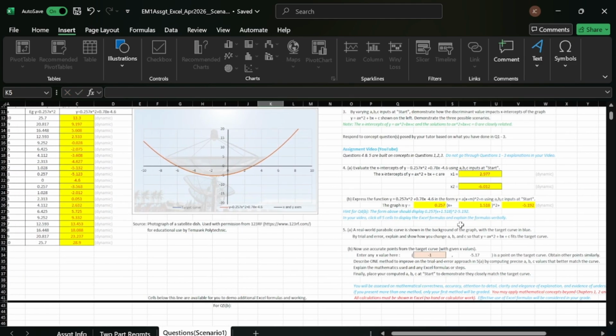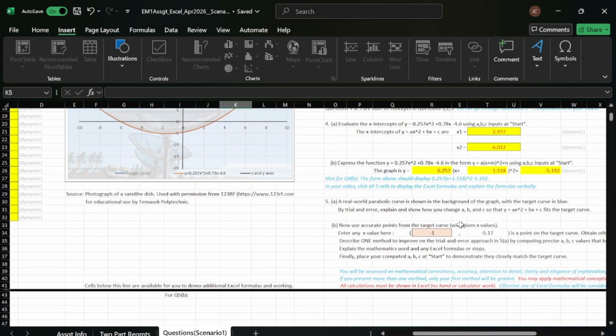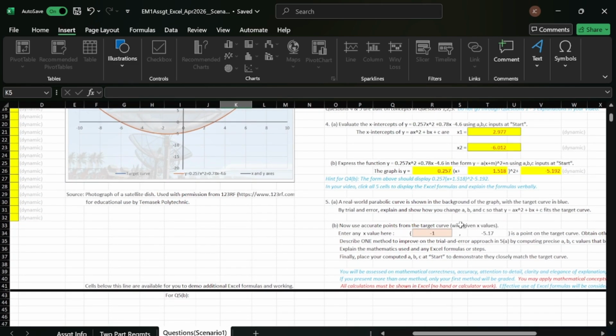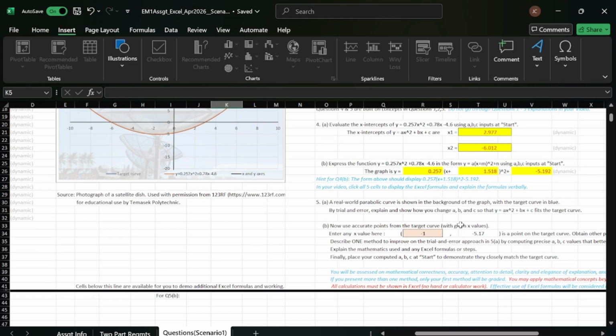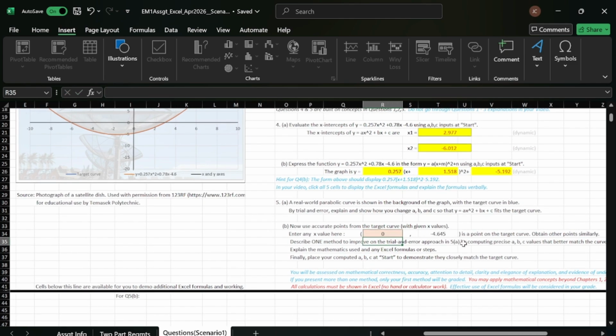The method to improve on the trial and error is by using simultaneous equations. So I will take 3 x values and put them into the equation to find the exact values of a, b, and c, c being the y-intercept as well. So first, I will put x as 0, which gives me the y-intercept of minus 4.645. I'll take another random x value, such as 1, which gives me minus 3.606, and negative 1, which gives me minus 5.17 for the y value.